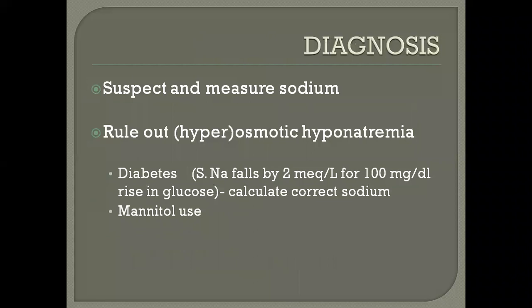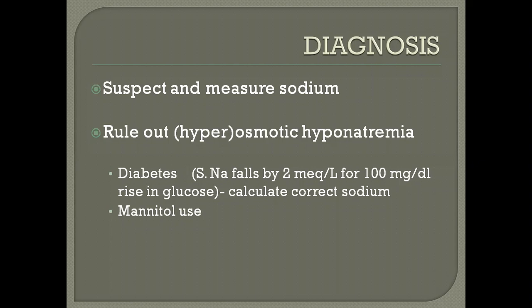So how to diagnose hyponatremia? First is to suspect hyponatremia, especially in patients who are elderly and who present with altered behavior, or maybe even recurrent falls. Then we should measure sodium. It is important to rule out hyperosmotic hyponatremia, which is basically either diabetes or mannitol use.